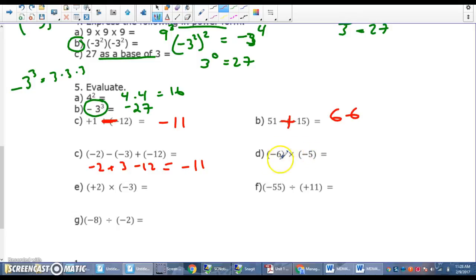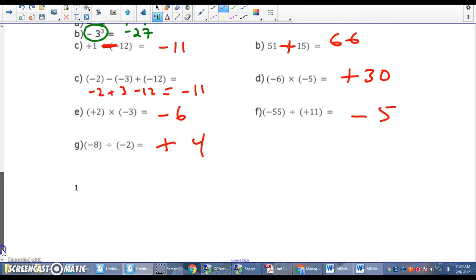Minus times a minus. When you multiply or divide, you look at the overall sign. If you have two negatives, that makes a positive, and then just do the numbers. Worry about the signs again. We have a negative, and then we multiply to get 6. Minus 55, same with division. What's my sign? One negative gives me a negative, and then 55 divided by 11 is 5. Here, I have two negatives. That means my answer is going to be positive, and that is 4. That's it for page 1.